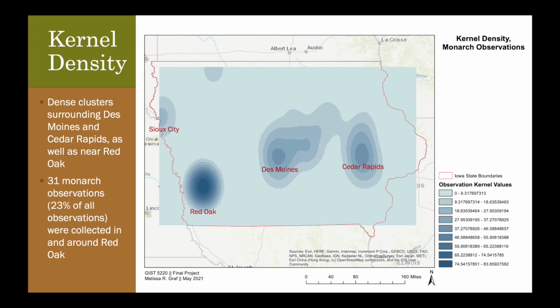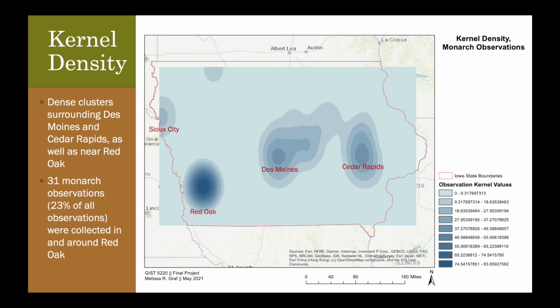However, when we look at the southwest corner of the state, near Red Oak, there's an incredibly dense clustering of values. This is due to the fact that, in just this small area, there were 31 Monarch observations collected during the study period. In other words, 23% of all observations are located here.